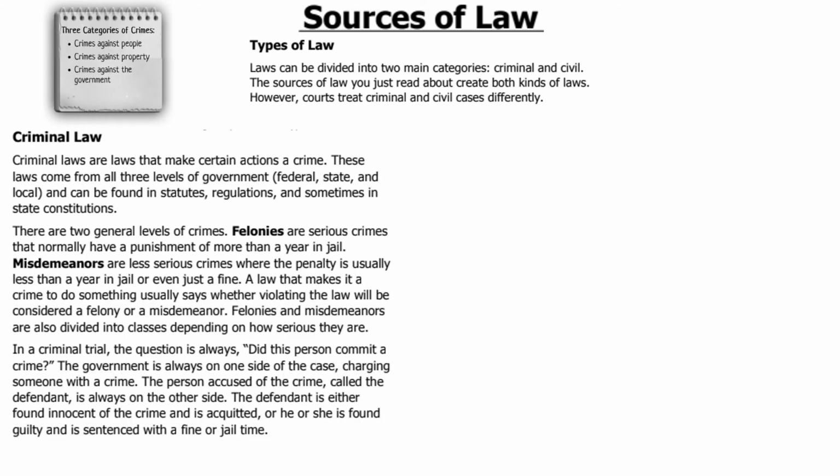Criminal law. 3 categories of crimes: crimes against people, crimes against property, and crimes against the government. Criminal laws are laws that make certain actions a crime. These laws come from all 3 levels of government: federal, state, and local, and can be found in statutes, regulations, and sometimes state constitutions. There are 2 general levels of crimes.